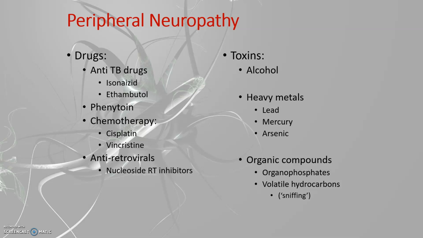And just to go into a little bit more detail, some of the drugs that cause peripheral neuropathy would include anti-tuberculosis drugs, phenytoin, specific types of chemotherapy, particularly cisplatin and vincristine. Some antiretroviral drugs also cause peripheral neuropathy. And the toxins that may be related to peripheral neuropathy include alcohol, heavy metals, and certain organic compounds such as organophosphates.